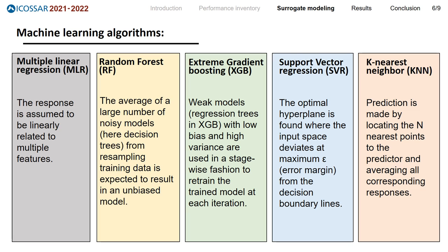Now, extreme gradient boosting uses a more regularized loss function to limit overfitting compared to other implementations of gradient boosting methods. Support vector machines find the optimal hyperplane in the input space that deviates at a maximum of epsilon from the decision boundary lines. And finally, the k-nearest neighbor algorithm predicts the response for a predictor by locating the n nearest points in the input space and then averaging all the corresponding responses.